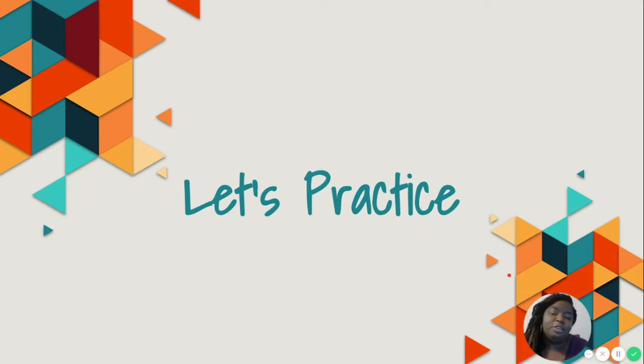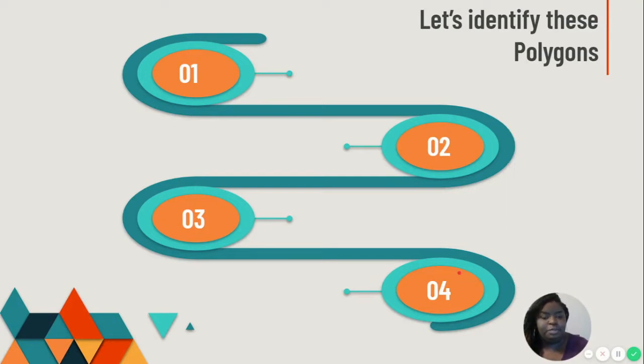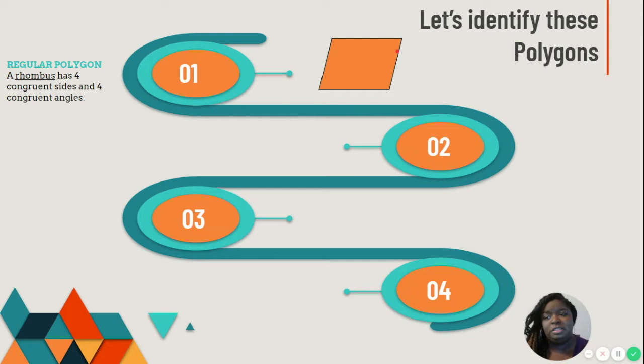All right, now we're going to do some identifying of regular polygons and their characteristics. For our first example, here we have a rhombus. What we know about a rhombus is that all sides are equal. So this would be considered a regular polygon. All sides are congruent and all angles are also congruent.